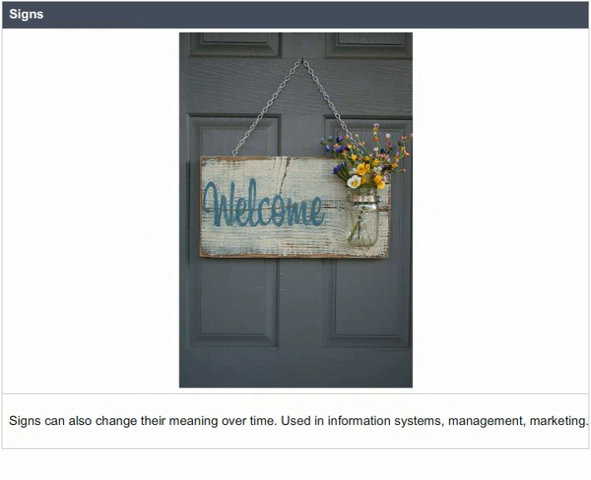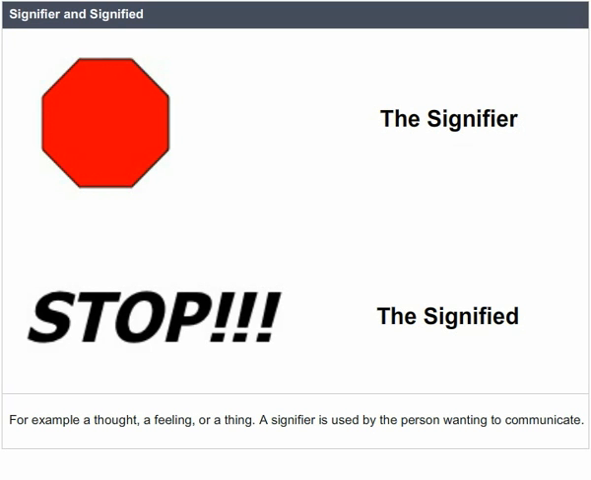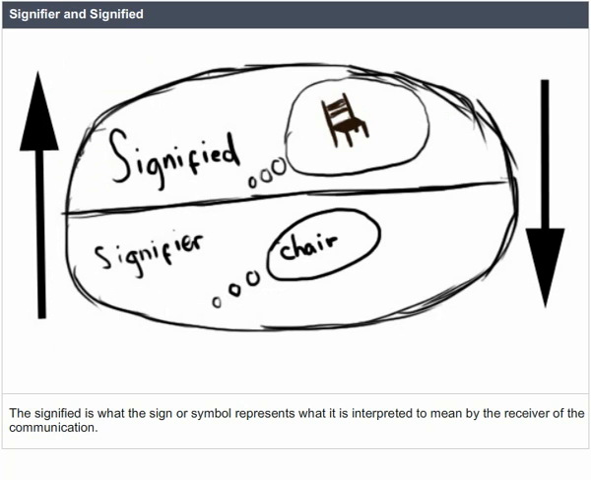Signifier and signified. For example, a thought, a feeling, or a thing. A signifier is used by the person wanting to communicate. The signified is what the sign or symbol represents, what it is interpreted to mean by the receiver of the communication.